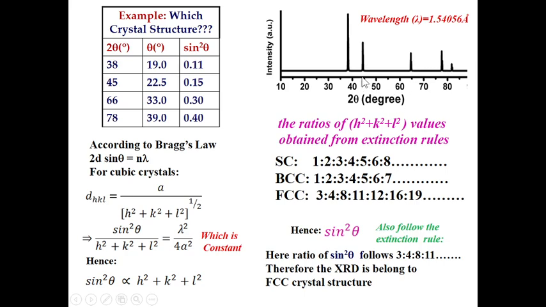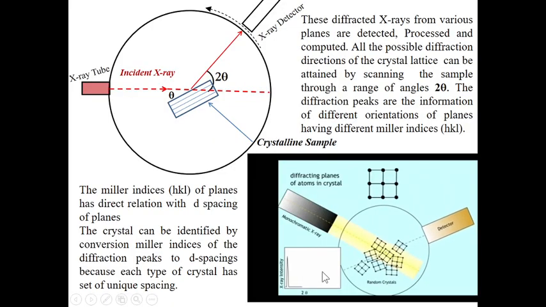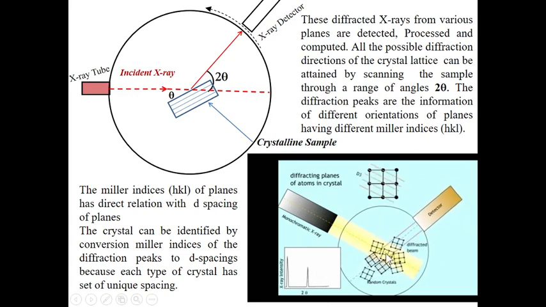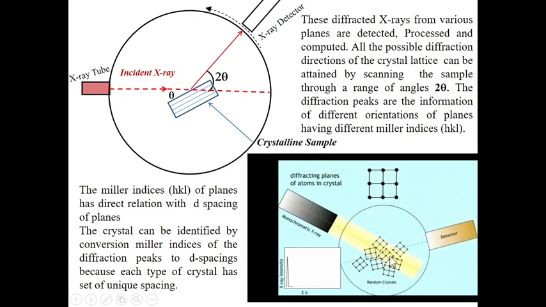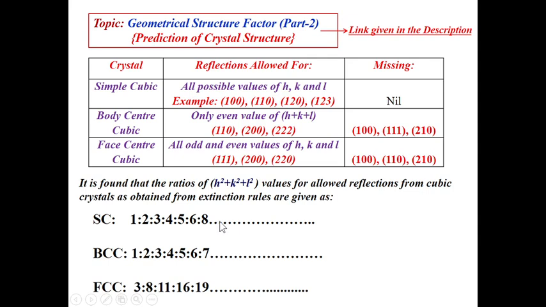So at 45 degrees another peak is here, at around 66 degrees another peak is there, and around 78 degrees 2θ another peak is there. We consider only 4 peaks here. So what will be the structure if we got this data? How are we going to determine the structure of the crystal we have investigated through XRD?